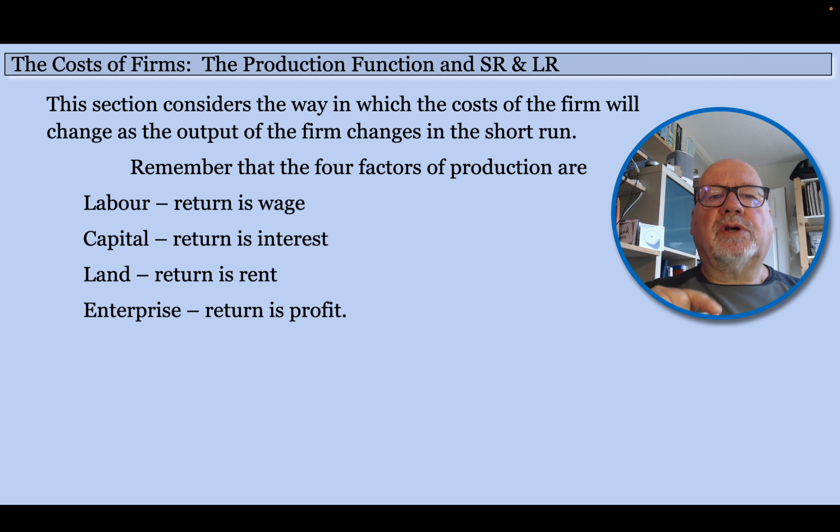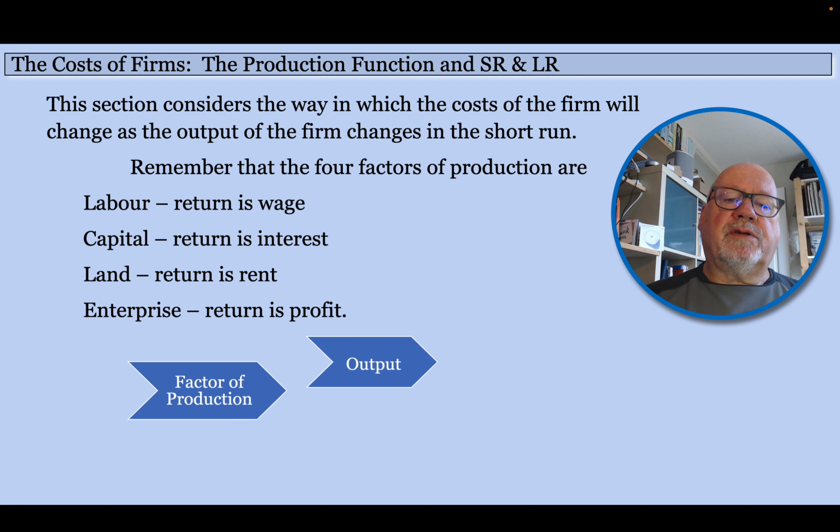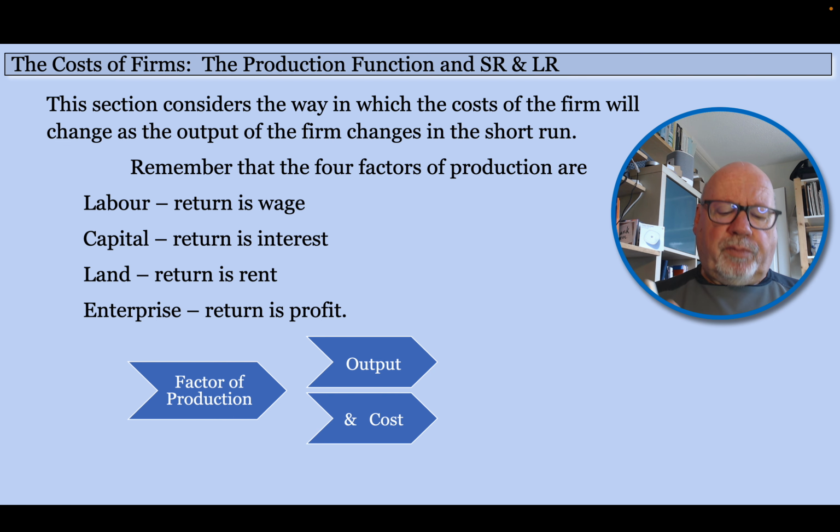So before you can work out the costs, you need to know the link between how much labour, for example, or capital is needed for each level of output. So you start with a factor of production, and the factor of production will give you some level of output, and that's the production function. That's saying that's the productivity, if you like, of the workers. But not only will any of the factors of production, let's say labour, give you an output, it will also give you a cost. And so what we need to do is consider the cost and the output.